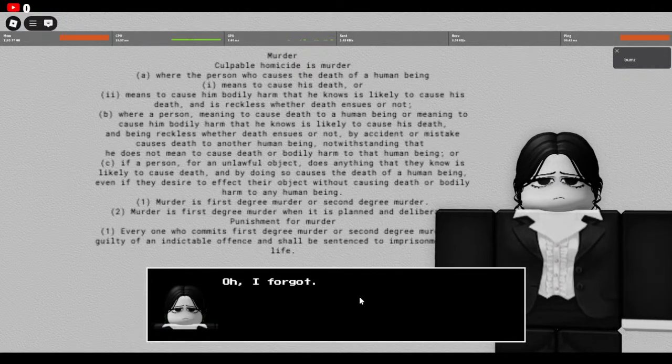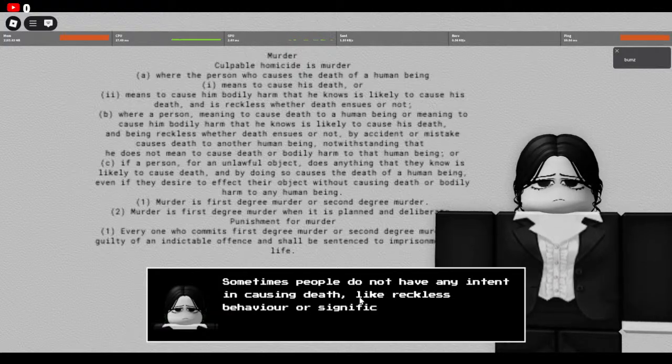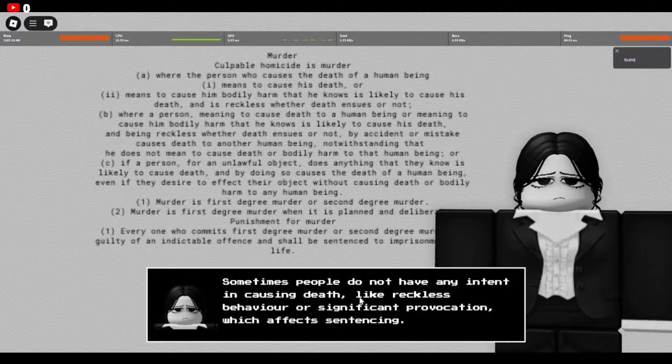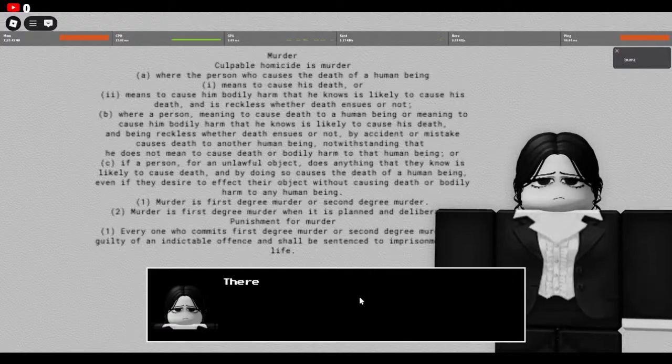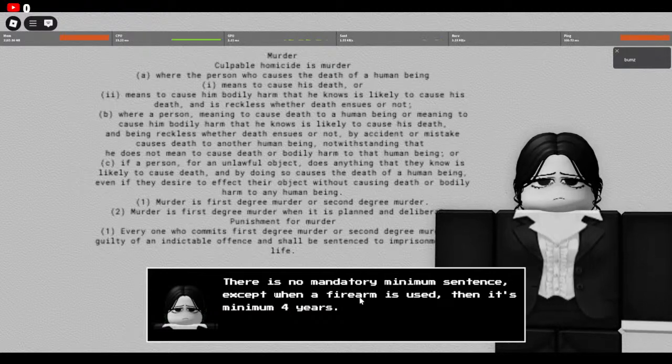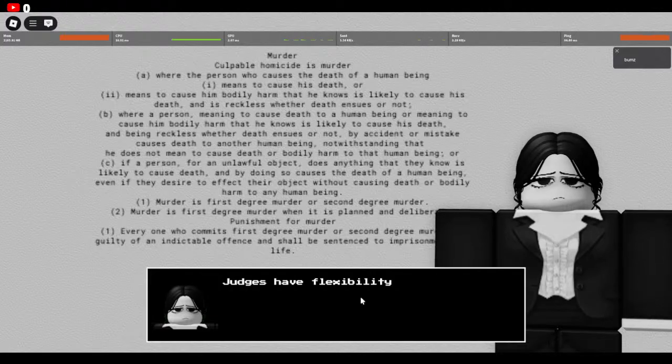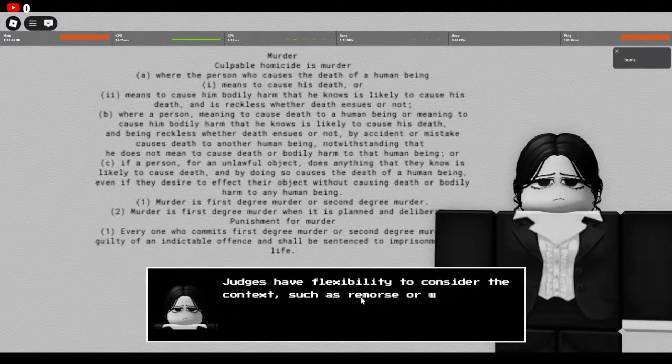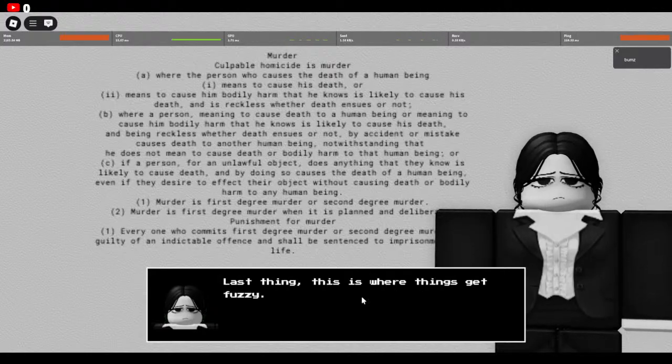Oh, I forgot. Sometimes people do not have any intent in causing death, like reckless behavior, which affects sentencing. So, there is no mandatory minimum sentence, except when a firearm is used, then it's a minimum of 4 years. Judges have flexibility to consider the context, such as remorse or whether it was an accident. Last thing, this is where things get fuzzy.